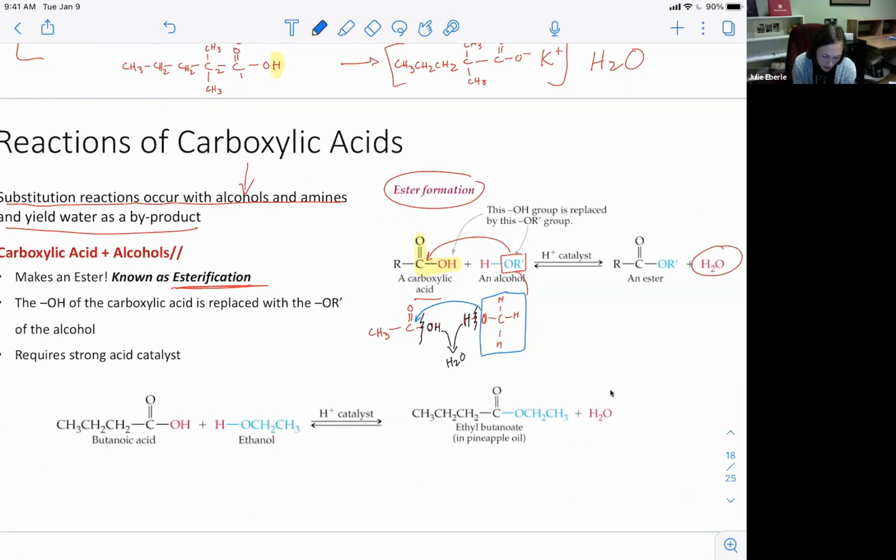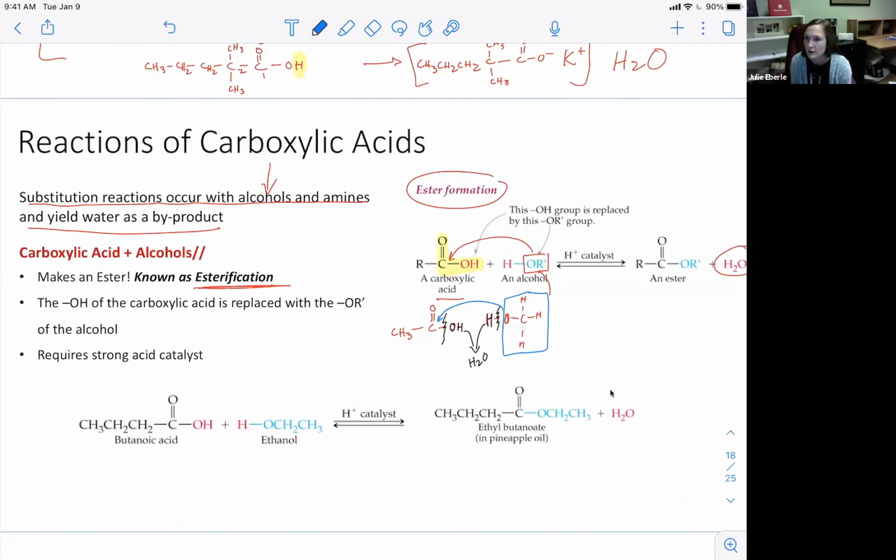So all I just said is written for you right here in these bullet points. The OH of the carboxylic acid is simply, at the end of the day, replaced with the OR group from the alcohol. This requires a strong acid catalyst. That's what's indicated right here above these arrows, H+ catalyst. It gives you another example with butanoic acid and ethanol. Again, just look closely at the red and the blue text. You see what breaks off and what comes together, and then what joins up to form your ester.